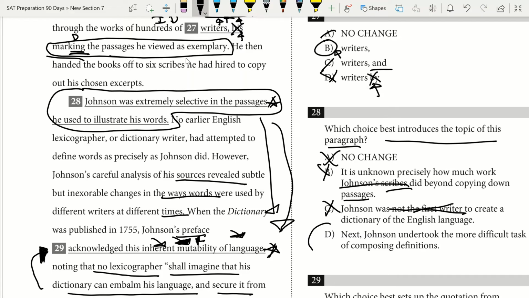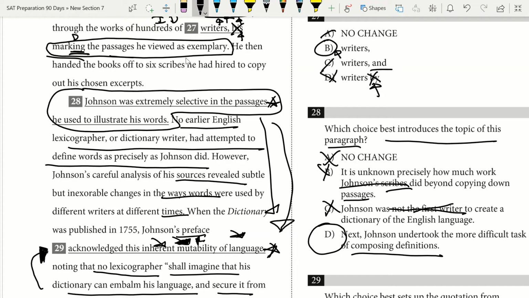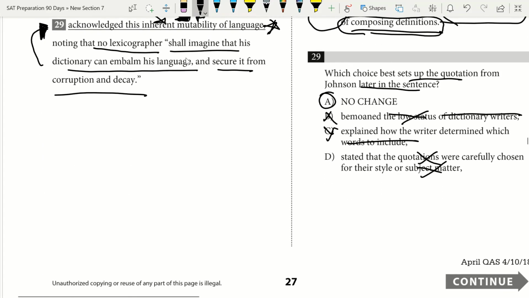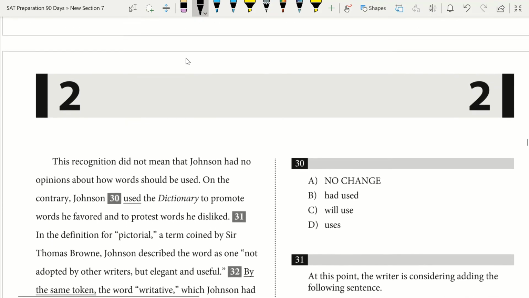D, next, Johnson took the more difficult task of composing definitions. Yes, right, we talk about defining words as precisely as Johnson did, right? No earlier English lexicographer or dictionary writer had attempted to define words as precisely as he did. He's undertaking that difficult task of composing these definitions. That's really what this whole paragraph is about. So D would be our answer there for 28. All right, and then 29, we already answered that, so we can go ahead and move on from there.